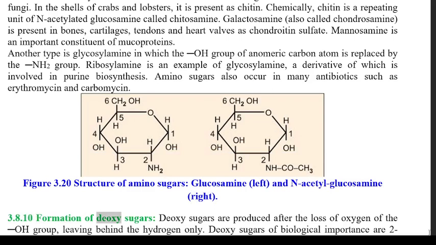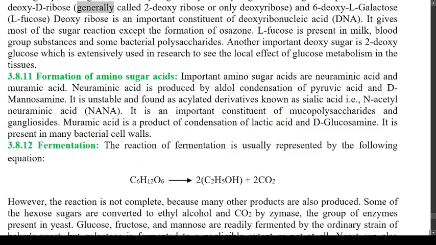3.8.10 Formation of deoxy sugars. Deoxy sugars are produced after the loss of oxygen of the OH group, leaving behind the hydrogen only. Deoxy sugars of biological importance are 2-deoxy-D-ribose, generally called 2-deoxyribose or only deoxyribose, and 6-deoxy-L-galactose, L-fucose. Deoxyribose is an important constituent of deoxyribonucleic acid, DNA. It gives most of the sugar reactions except the formation of osazone. L-fucose is present in milk, blood group substances and some bacterial polysaccharides. Another important deoxy sugar is 2-deoxyglucose, which is extensively used in research to see the local effect of glucose metabolism in the tissues.